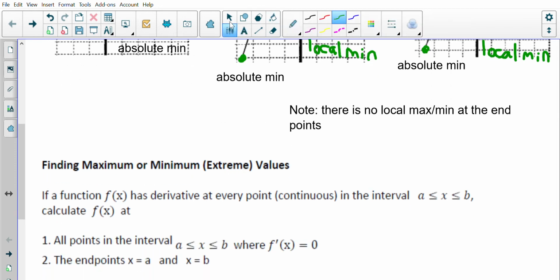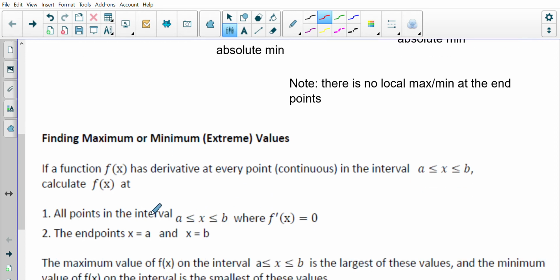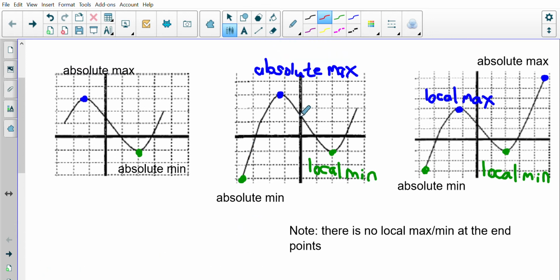Now, finding the max or mins. If a function f of x has a derivative at every point, so it's continuous on the interval between a and b, we can calculate f of x at all points in the interval, and we can find out where the derivative equals 0 and the endpoints. So if we want to find out what the absolute max or min is for my last function here, we can test the endpoints, but then we can also test these local max or local mins, if they exist.